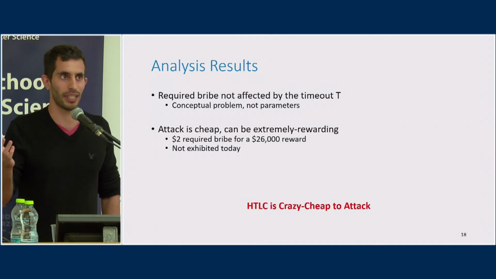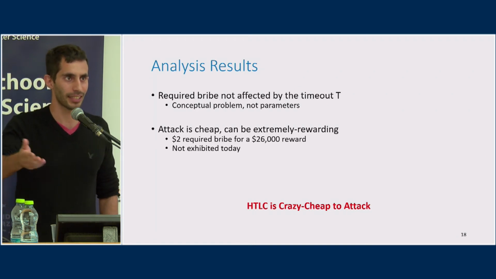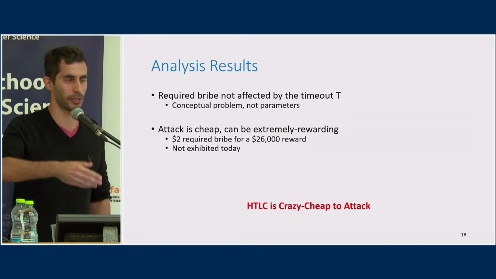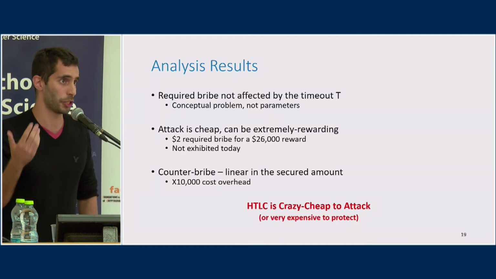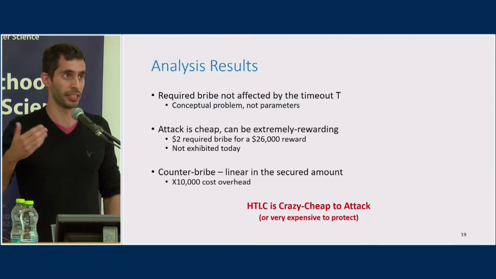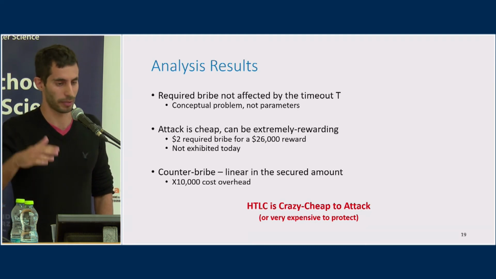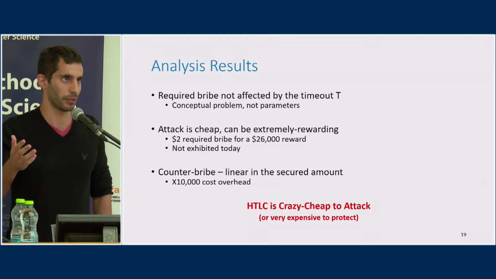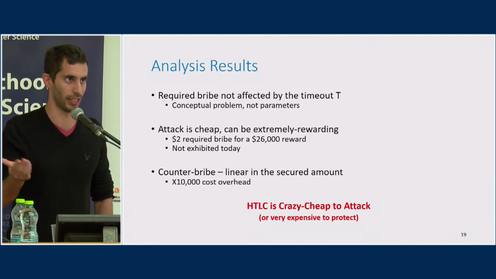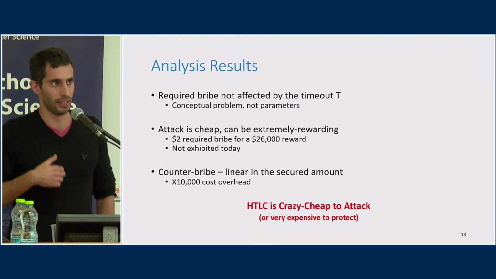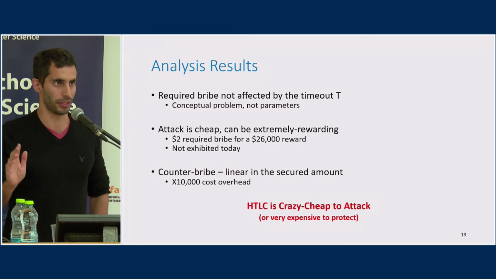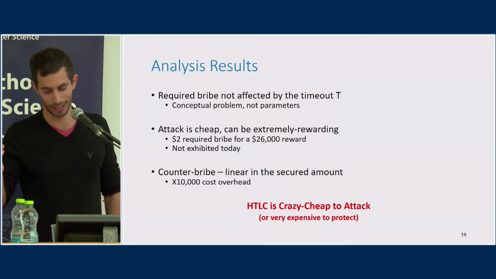So one might say, okay, let's let Ant-Man counter bribe, right? Batman bribes, so you can counter bribe and so forth. We actually consider that. And we show that the required counter bribe is linear in the secured amount. So going back to the previous example, the overhead would be something like 10,000 times more than what you originally intended to pay. You'd have to pay that to make your transaction secure. So this is not a solution, right? We can't rely on that. So we need something more systematic.